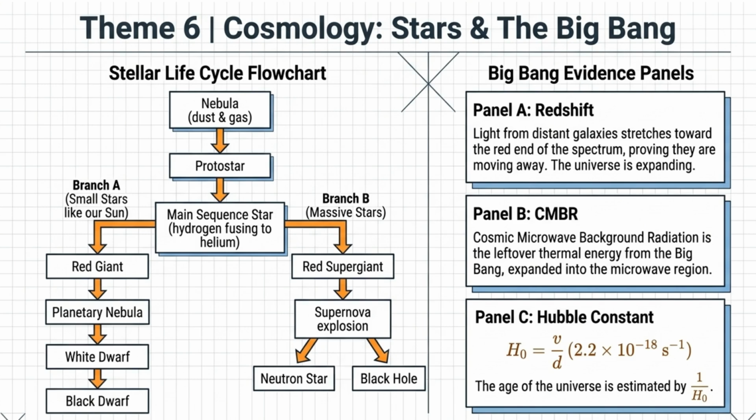On the right, we have the 3 pillars of Big Bang evidence. Redshift shows light from distant galaxies stretching as they move away from us, proving the universe is expanding. CMBR is the afterglow of the Big Bang, cosmic radiation that has cooled and stretched into the microwave region. Finally, we use the Hubble constant, H0, to relate the speed of receding galaxies to their distance, allowing us to estimate that our universe is approximately 13.8 billion years old.